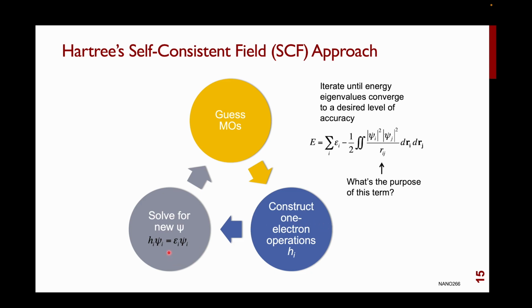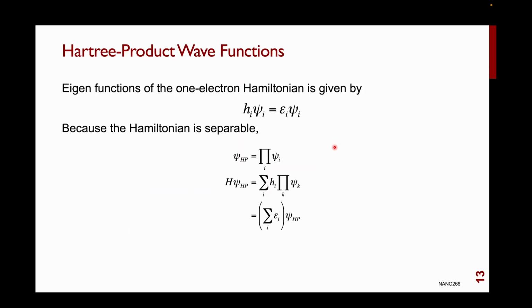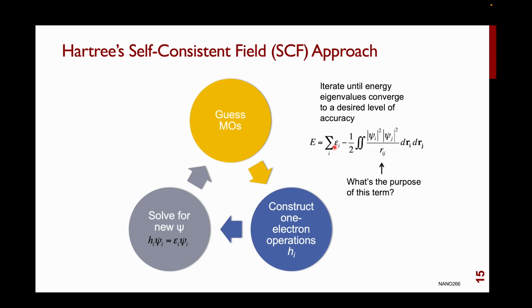I'm going to solve for my wave function using my separable one-electron Hamiltonians, and using my new wave function, I'm going to reconstruct my molecular orbitals. Then I'm going to repeat this whole process. In other words, I'm going to keep looping this self-consistency loop until my wave functions or my energy don't change that much, and that gives me my wave function. Once my energy converges, my final energy is given by the summation of all my E_i, but you will notice that I actually need to subtract out this term.